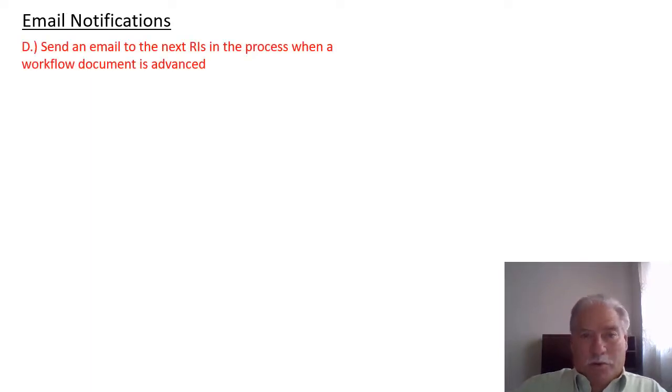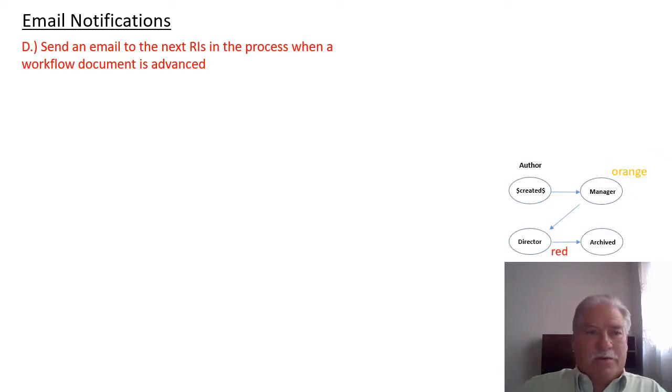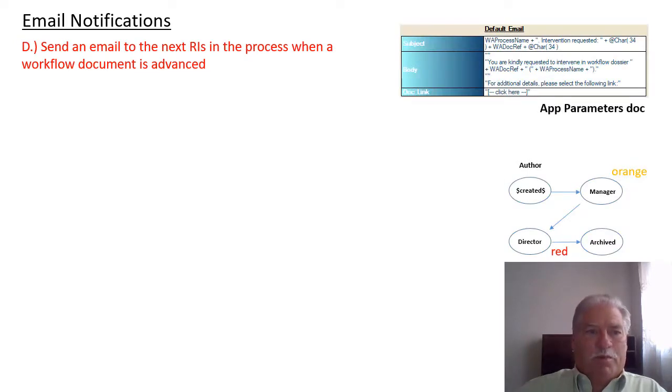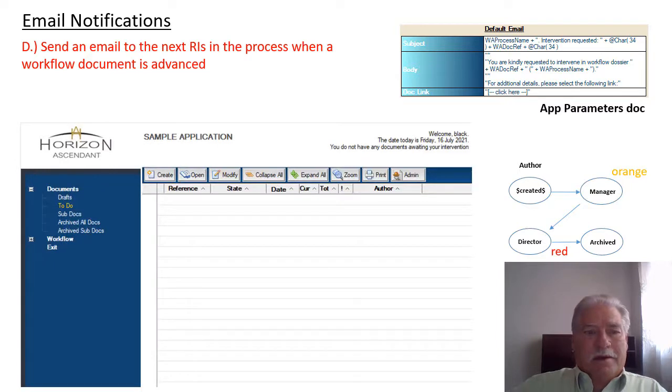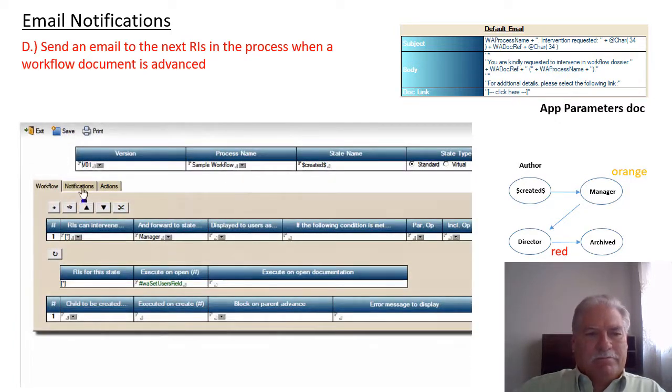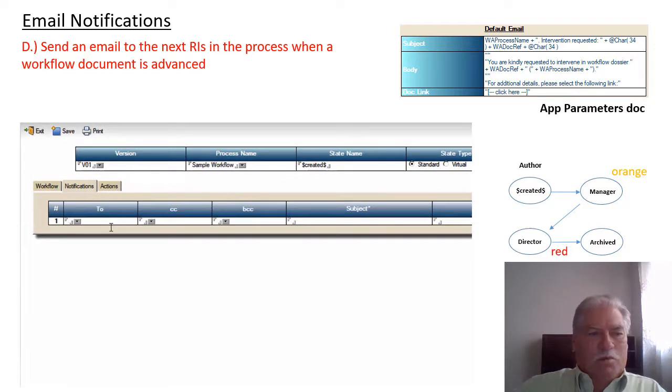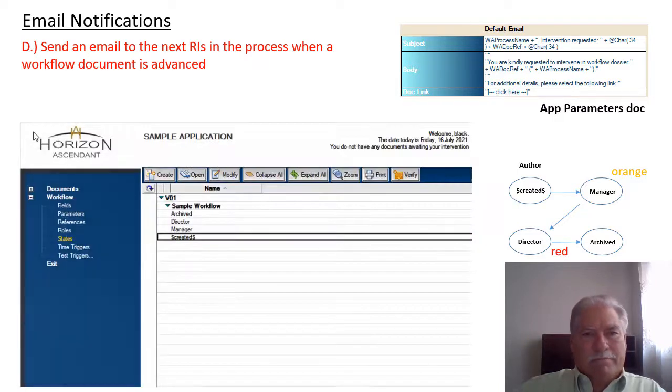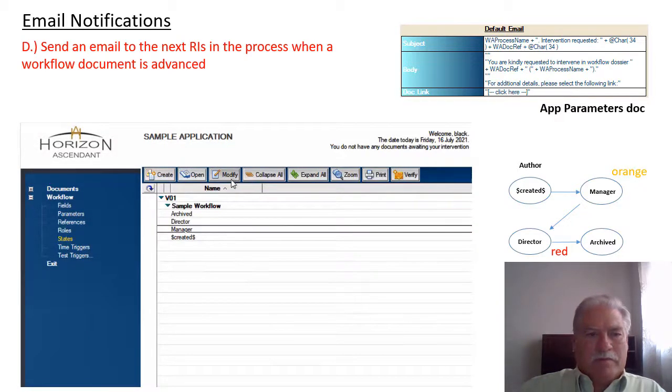We do want to notify users in the process when it's their turn to intervene. Now I'll put the default message we initially looked at in the app parameters doc. Probably 80% of the messages you send will be of that type. So we'll put an *n here. That indicates the next users in the process.